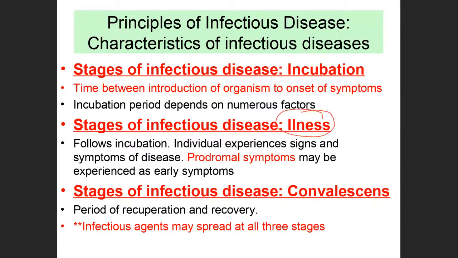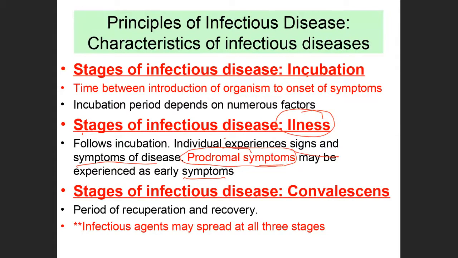The onset of the illness follows the incubation period. That's when the individual experiences the signs and symptoms that are typical of that disease. Right between these 2 stages, the incubation and the illness, sometimes the patient experiences prodromal symptoms. Prodromal symptoms are the very, very early symptoms. Notice that they're called symptoms, not signs, because they're typically something that the patient feels, but it cannot be measured. So you feel weak, you feel like you're coming down with something. Those are prodromal symptoms.